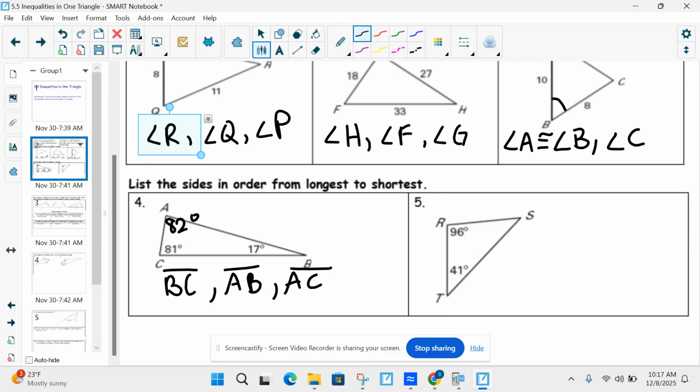For number 5, 96 plus 41 subtracted from 180 would give us 43 degrees for angle S. So that means 96 is the biggest angle, so ST is the longest side. So ST followed by RT, and then followed by RS as the shortest side.